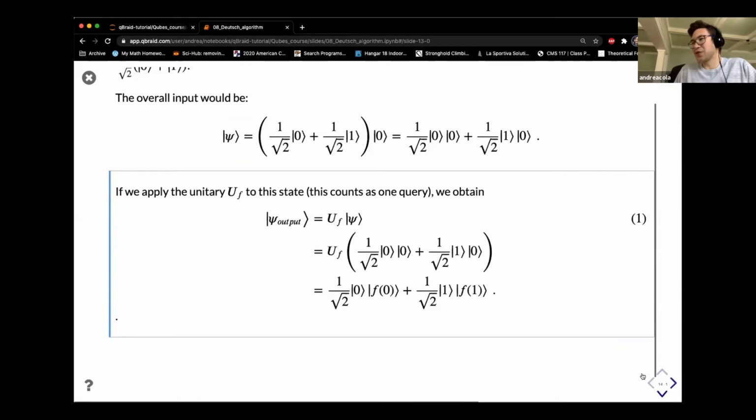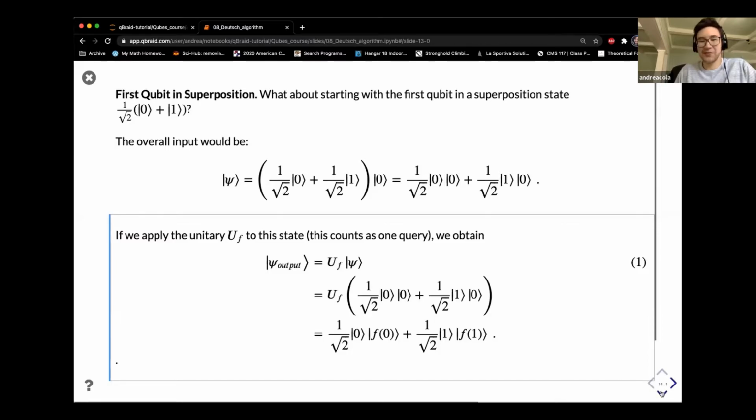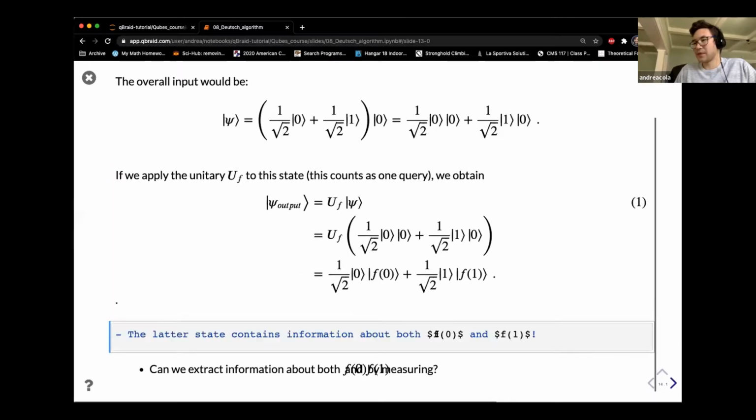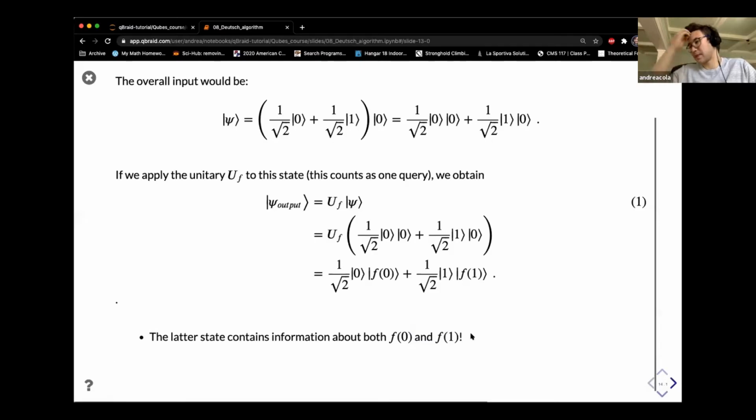Okay, so far, we've put the first qubit in a superposition, the second we've left the same. Now, the nice thing is that the state that we got in the end contains information about both f(0) and f(1). That's a nice thing that we couldn't have got classically.